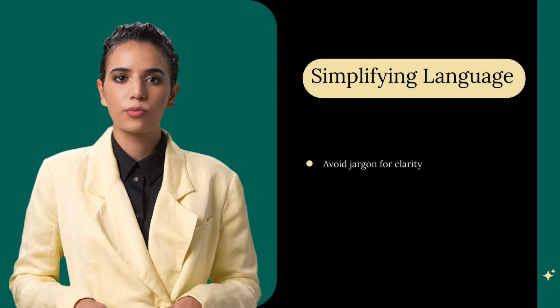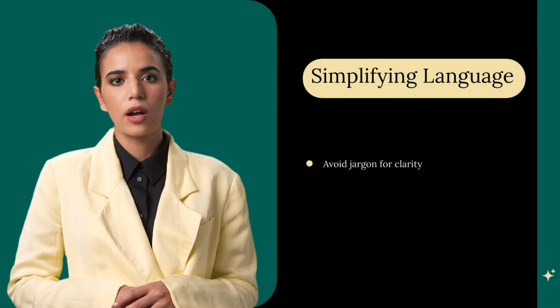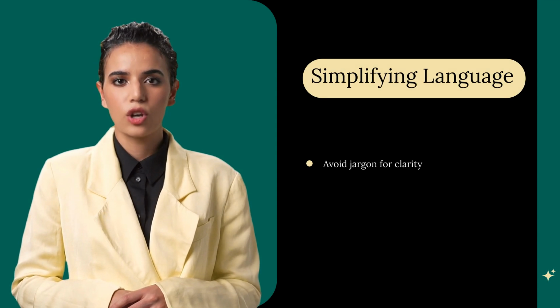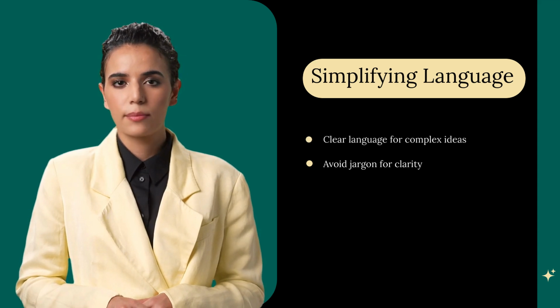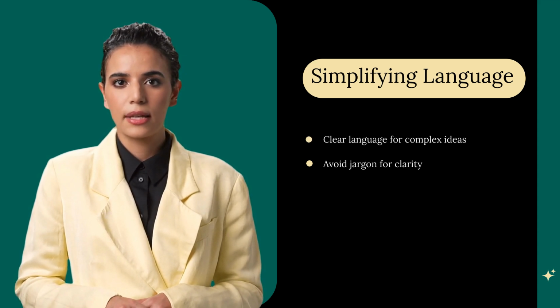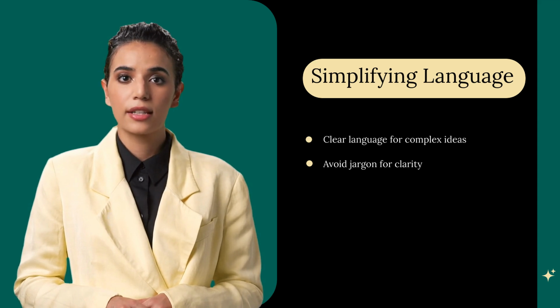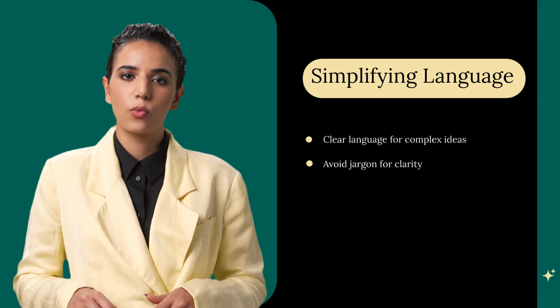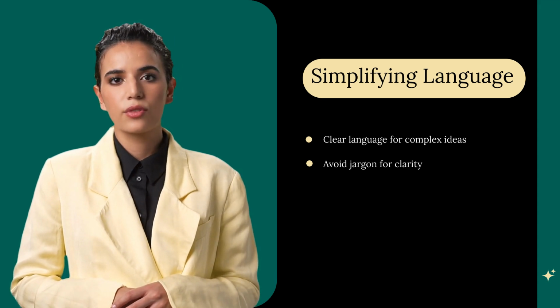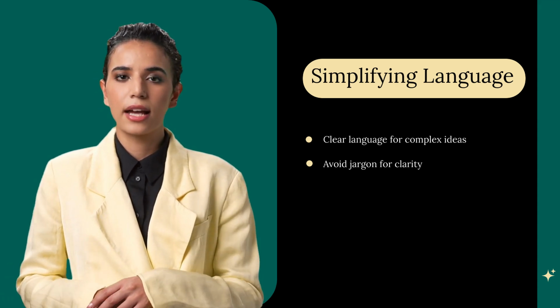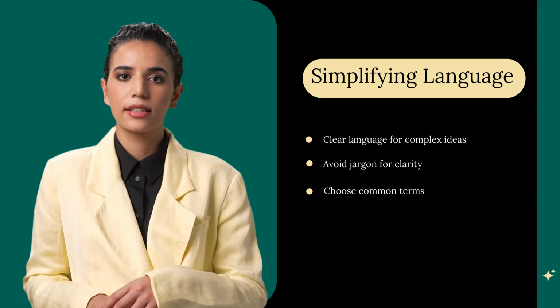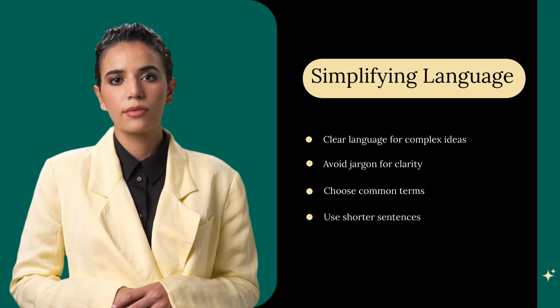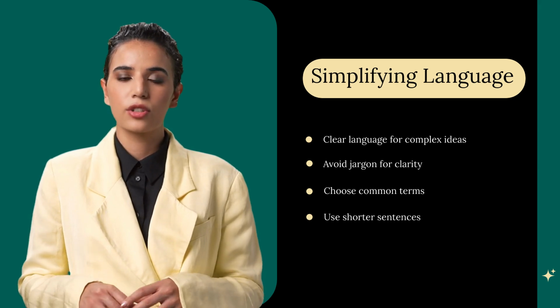Using clear and straightforward language is essential for conveying complex ideas. Avoiding jargon or explaining it can make concepts more accessible. For example, instead of saying, "The methodology was implemented to ascertain causality," try, "We used this method to find the cause of the results." Simplifying language involves choosing common terms, defining unfamiliar words, and using shorter sentences. This approach helps students grasp complex information easily.